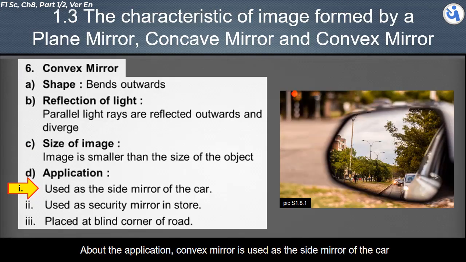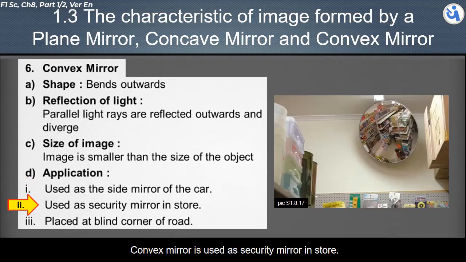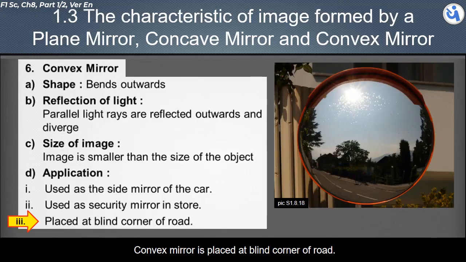About the application, a convex mirror is used as the side mirror of a car. A convex mirror is used as a security mirror in stores. A convex mirror is placed at blind corners of roads.